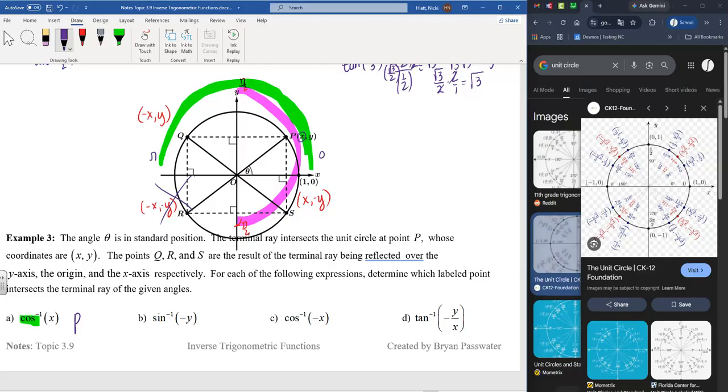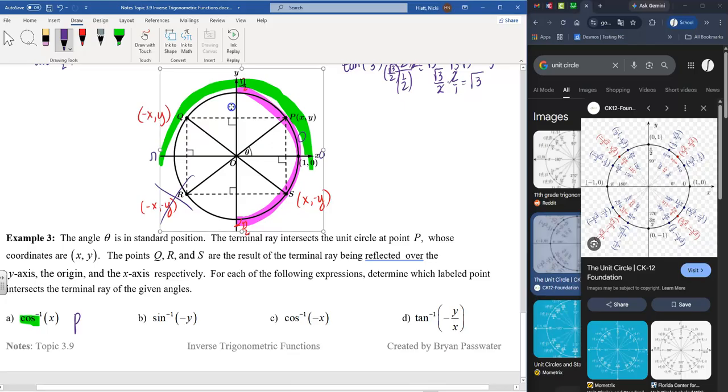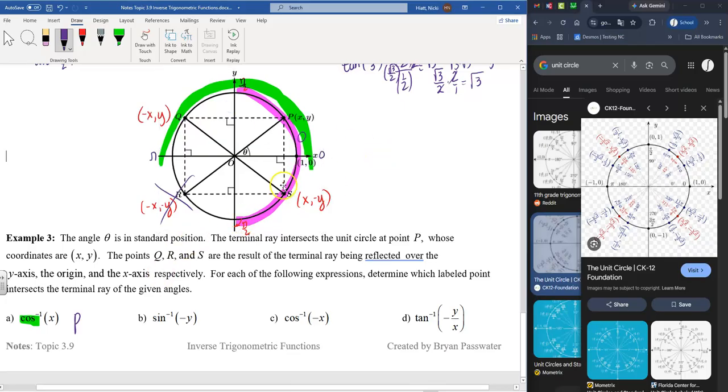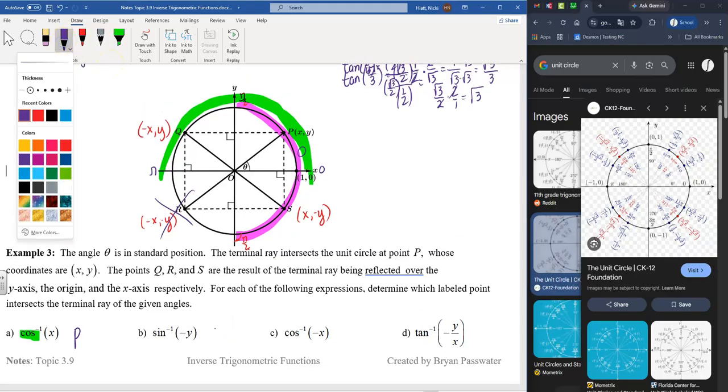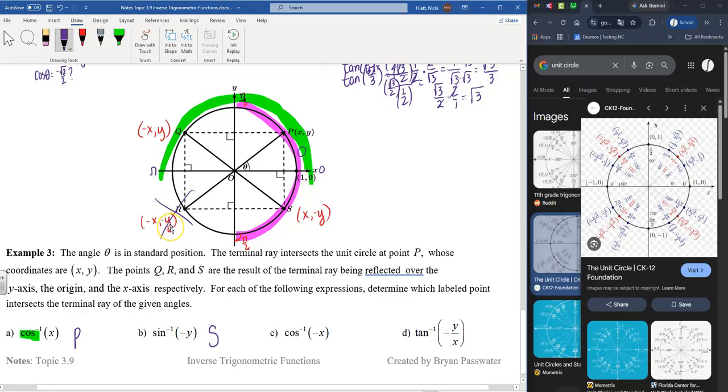For sine inverse of negative y, I'm looking from negative pi over 2 to pi over 2. Let's put that back. There. Negative pi over 2 to pi over 2. And I'm looking where my y coordinate is negative y. Which point does that happen at? At S, right here. Right there we got negative y. So that would be S. Now, this does also happen over here in the third quadrant at R, but it's not a principal value. It's not in that restricted domain we have for inverse sine.